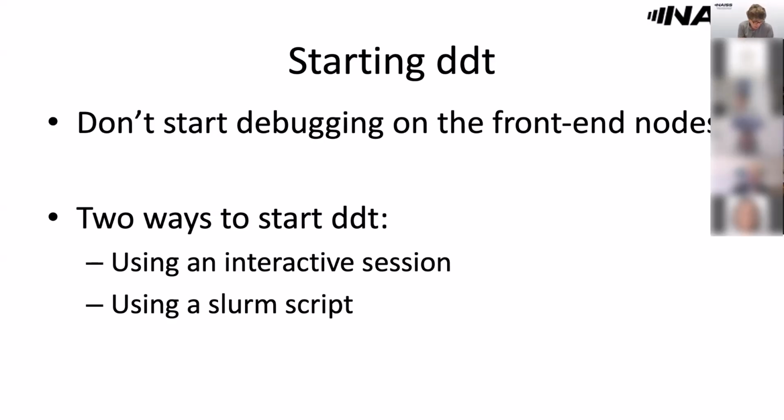So in general, don't start debugging on the front-end node. If you run in particular with parallel codes, you occupy a number of cores. And if you didn't succeed very well with cutting down your memory, you're eating a lot of memory, and you might make life miserable for everyone else using our systems. So in NACE, typically you have to use the backend, and there are two ways: using an interactive session and using a Slurm script.